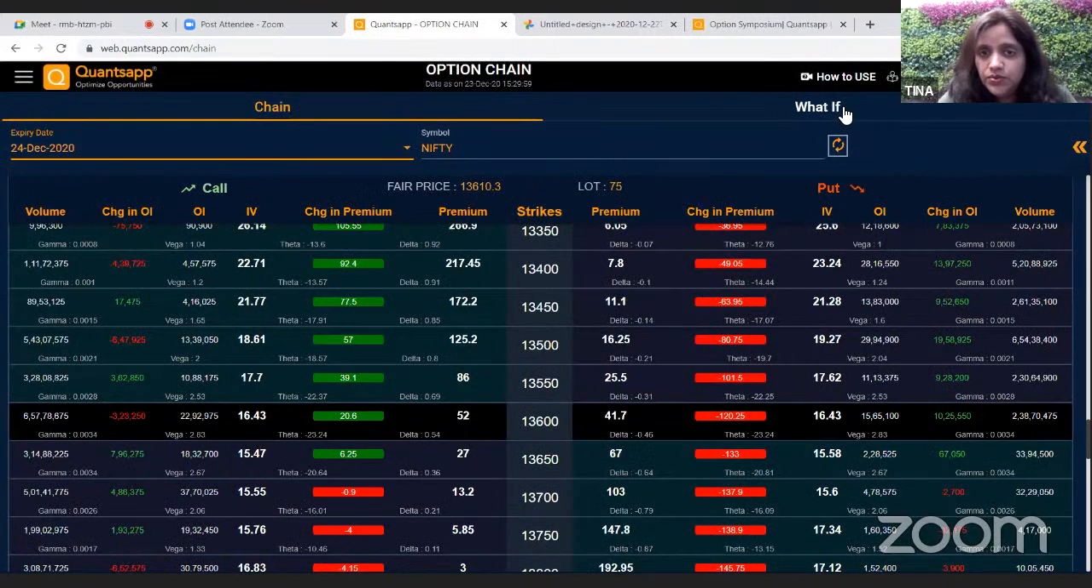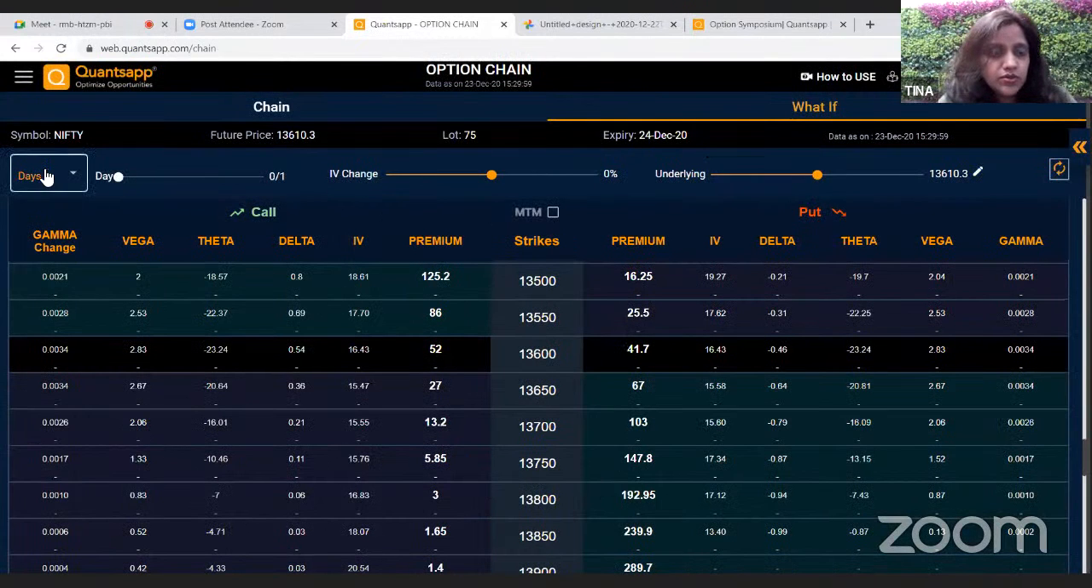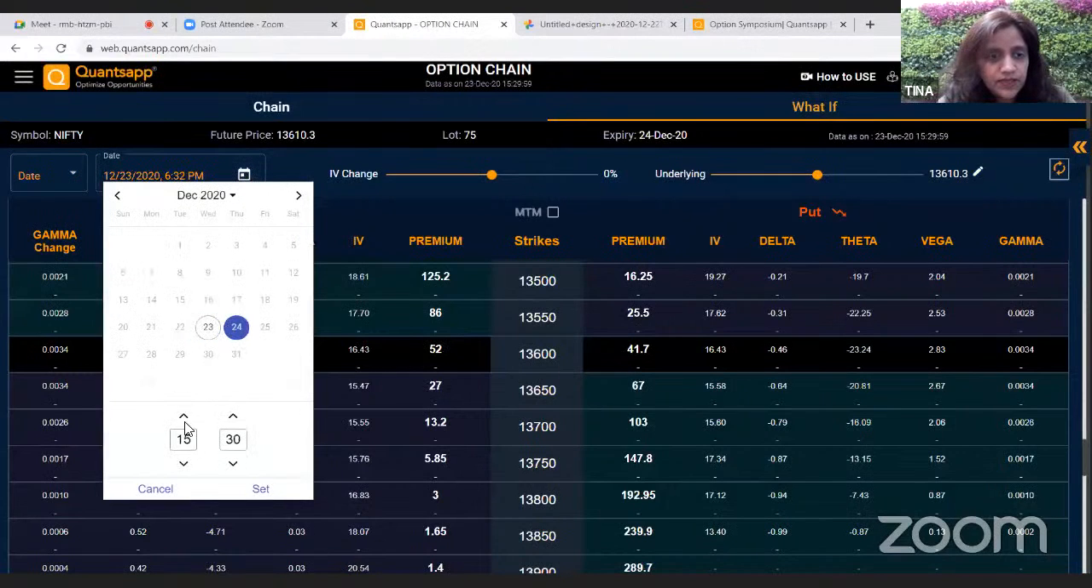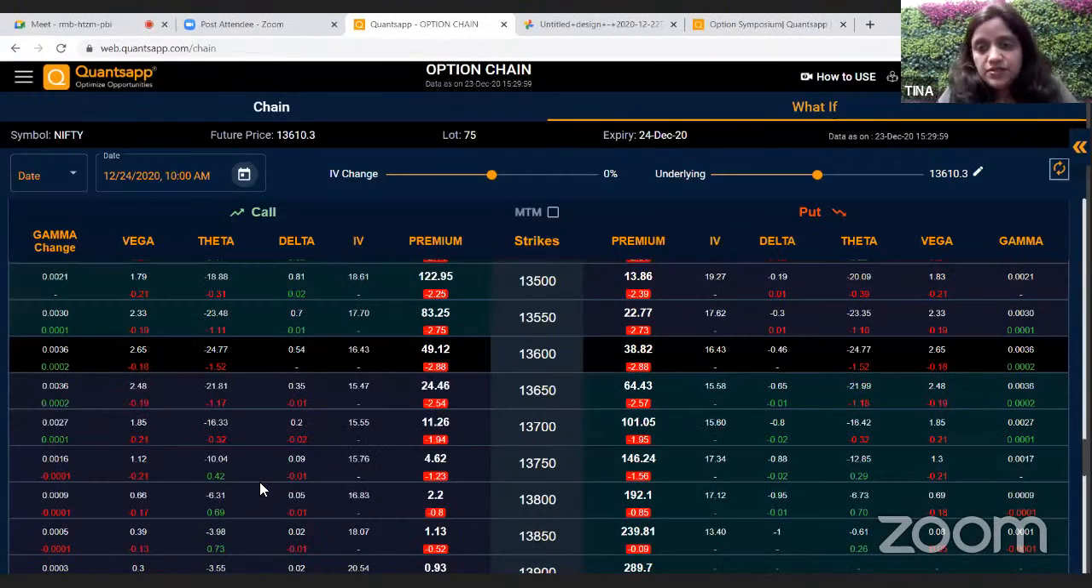Now go to what-if analysis, you will see your expiry. Go to date time, select the date 24th, and select say 10 a.m. Now I don't change the price. So basically the fair price is 13,610. Assume everyone knows the fair price. In a weekly option, we don't have a future price, so what we have calculated is the synthetic future price, which is also called the fair price.